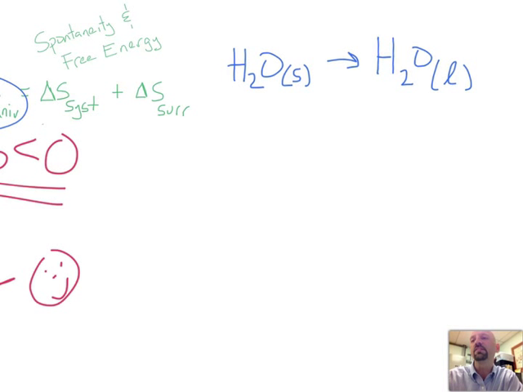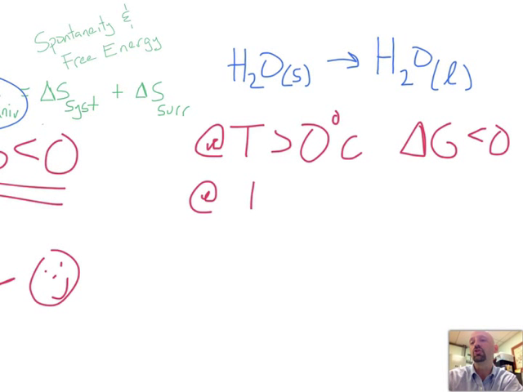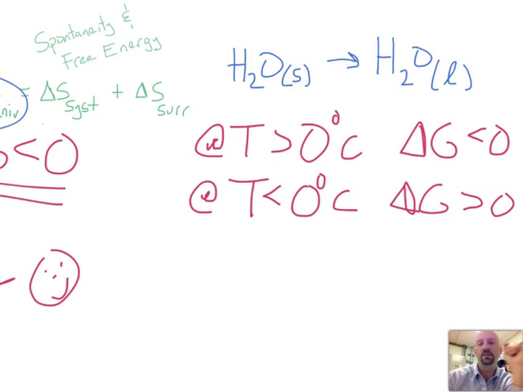How about if I were at some temperature at T greater than 0 degrees Celsius? At T greater than 0 degrees Celsius, if I looked at water going from solid to liquid, what must the sign of delta G be at T greater than 0? Well, this process happens at temperatures greater than 0, so delta G itself must be less than 0. That would tell us that it's spontaneous. How about at a temperature less than 0 degrees? Well, we know that ice does not melt at temperatures less than 0 degrees, so then the delta G here would be greater than 0.